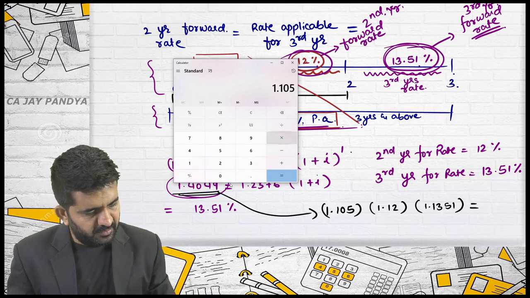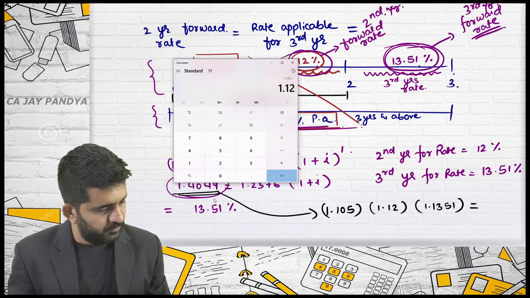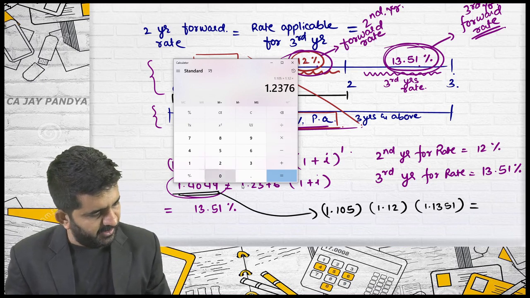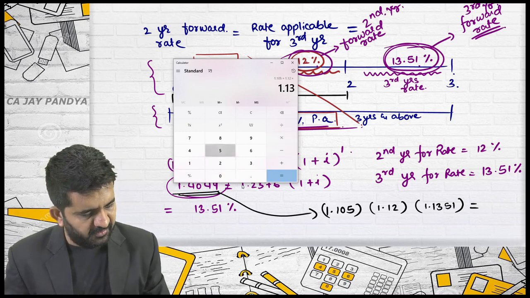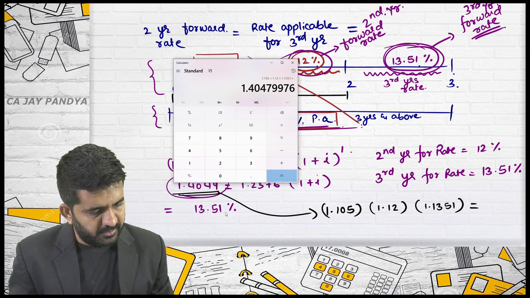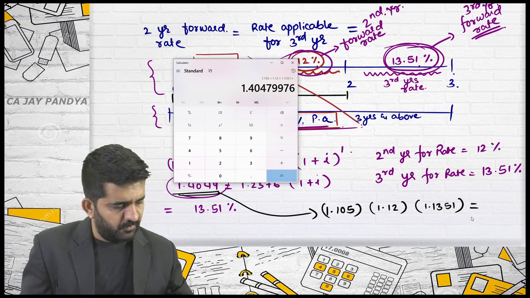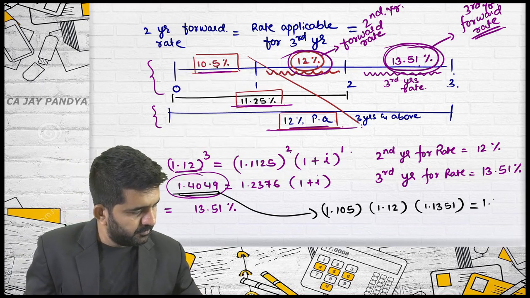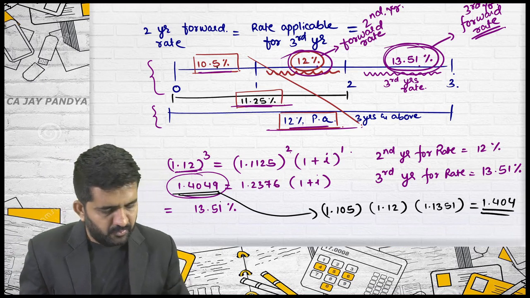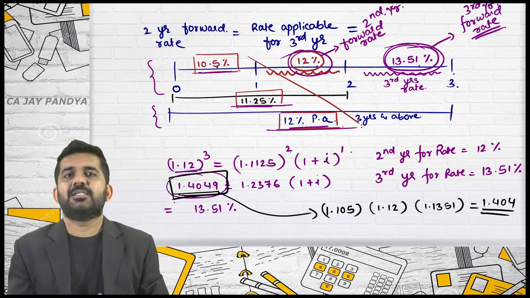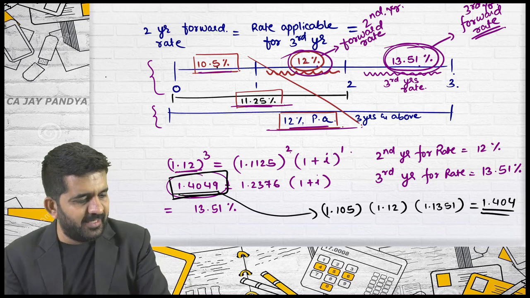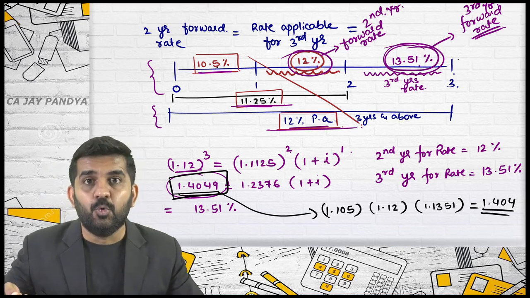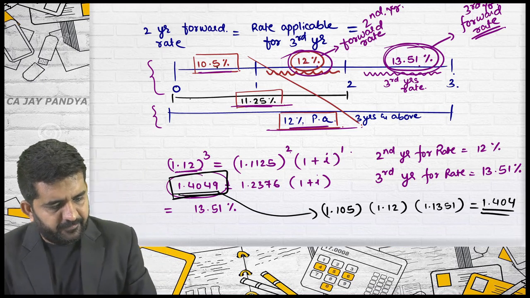1.105 multiplied by 1.12 multiplied by 1.135. It is 1.404, which should be equal to this. So you get there by any route. Let me also draw the routes.